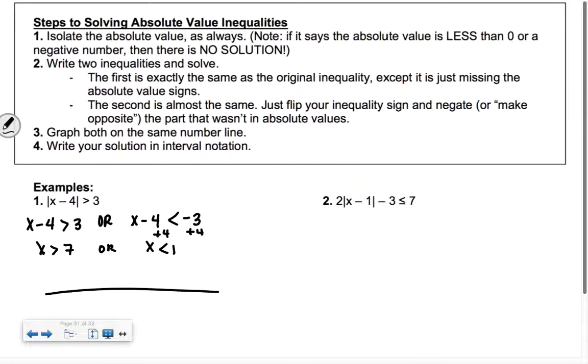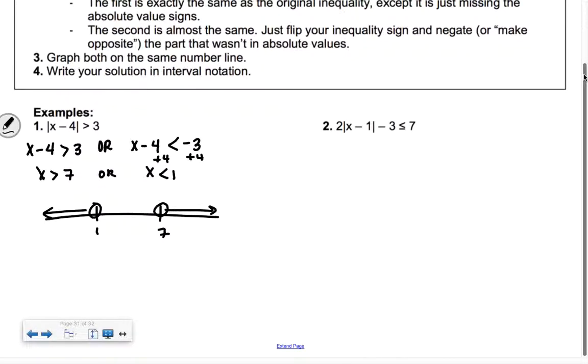If I put both of those numbers on a number line in the order that they are in, the 1 first and then the 7, I have everything that's less than 1 and everything that is greater than 7. So I have two pieces, the left piece or the right piece. The last step is to write it in interval notation. Do you guys remember interval notation? Read it like a book, left to right. I have negative infinity to 1, parenthesis, union, 7 to infinity. Good?